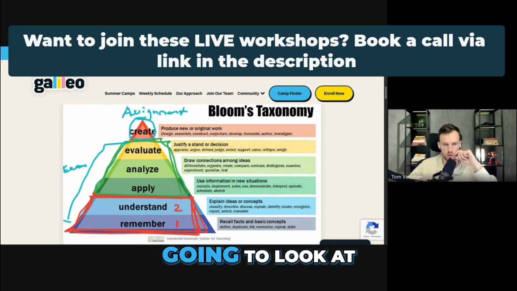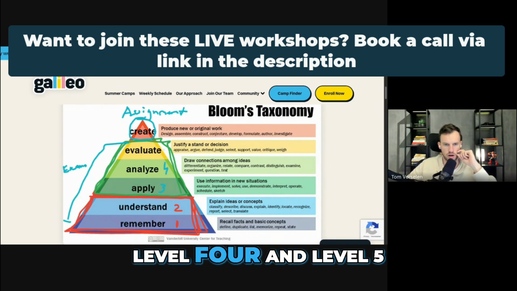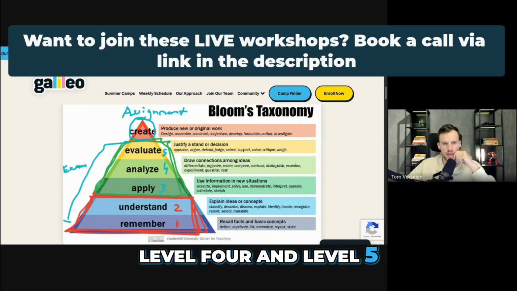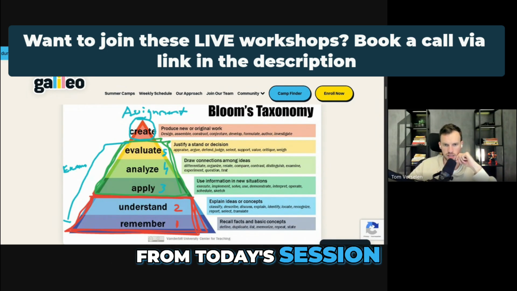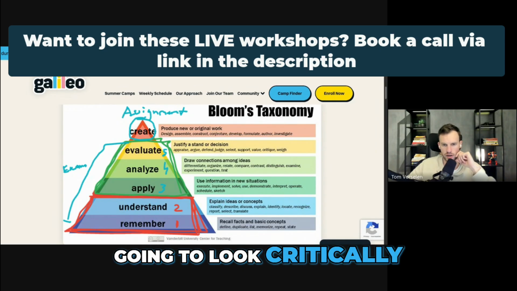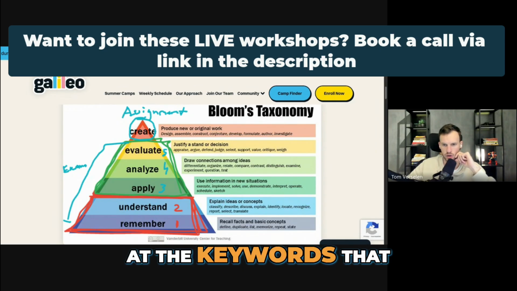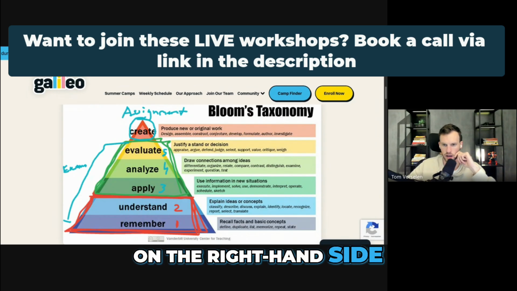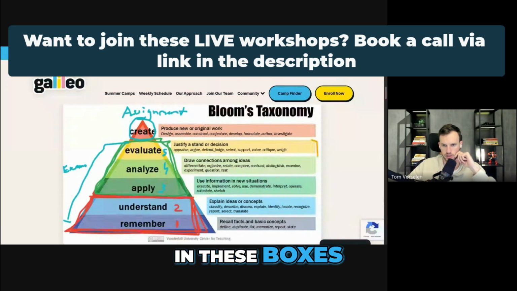But what we are going to look at today is how we can utilize level 3, level 4, and level 5. And the most important thing that I want you to take away from today's session is that you are going to look critically at the keywords that are being used here on the right-hand side in these boxes. So you're going to see a bunch of keywords here.